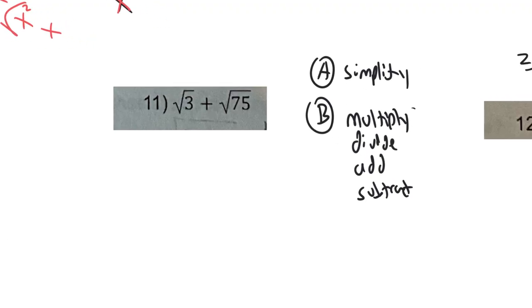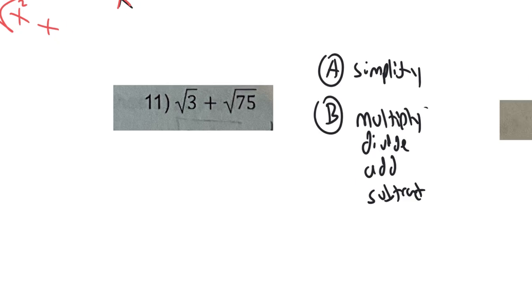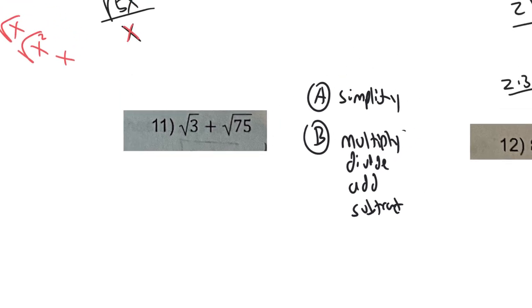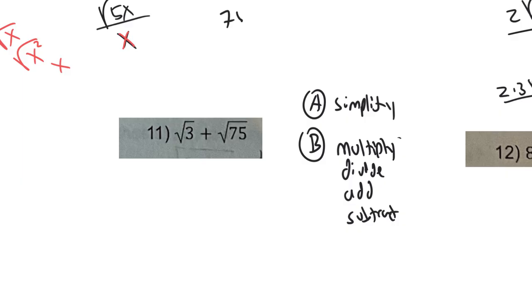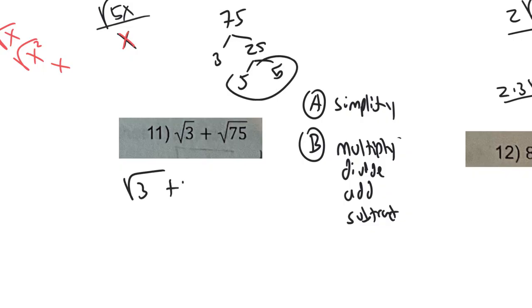And will we have to simplify after that? I don't know. We're going to see. Step letter A is to simplify right away, though. So we have 75, and then we have 3 times 25, and then we have 5 and then 5, so we have a pair there. So I think my student watching agrees that that's going to become 5 radical 3.